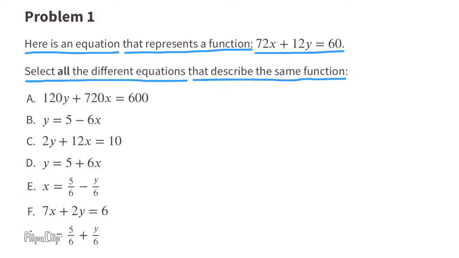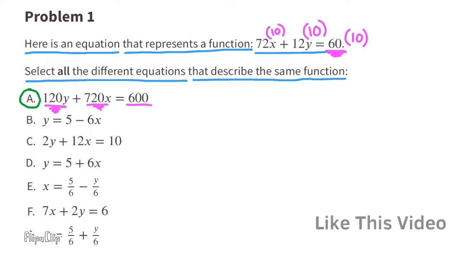A. Let's look at the term on the right side of the equal sign. It's 600. And compared to the original equation, that term used to be 60. So it's actually 10 times bigger than it used to be. Look at the y term. It went from 12y times 10 and became 120y. And now let's look at the x term. It went from 72x to 720x. It was multiplied by 10. So all three terms were multiplied by 10.